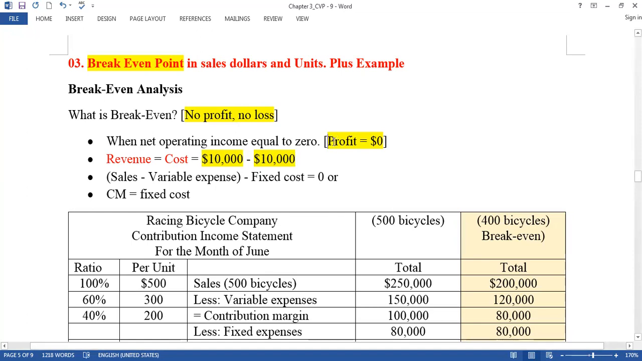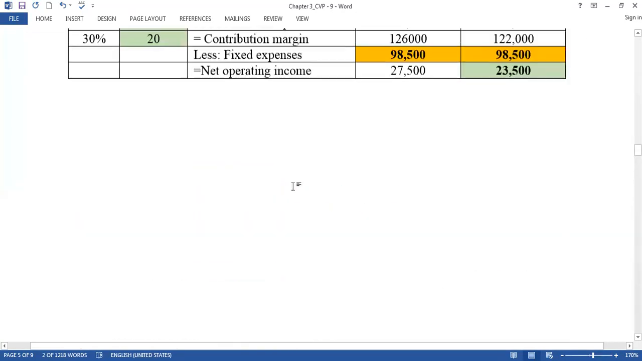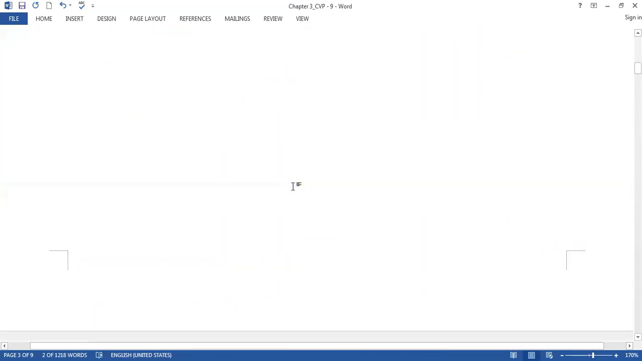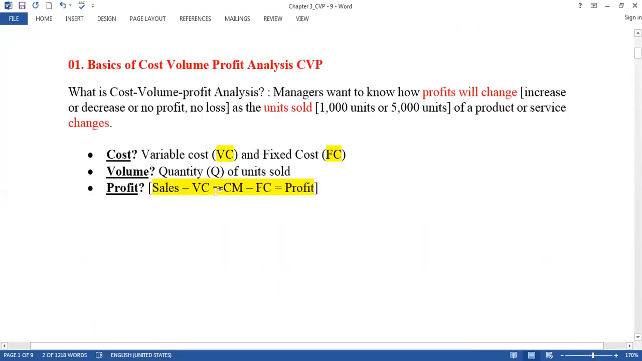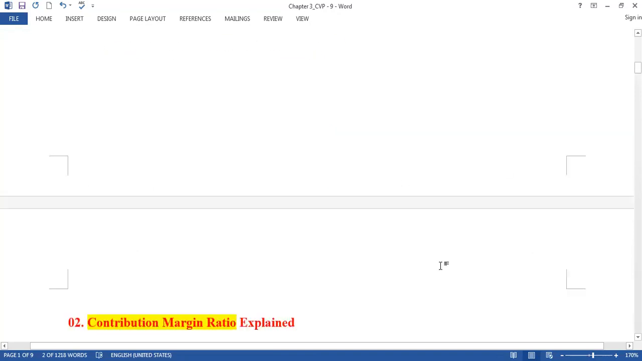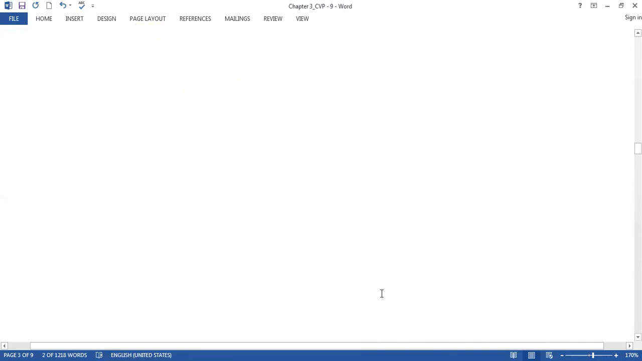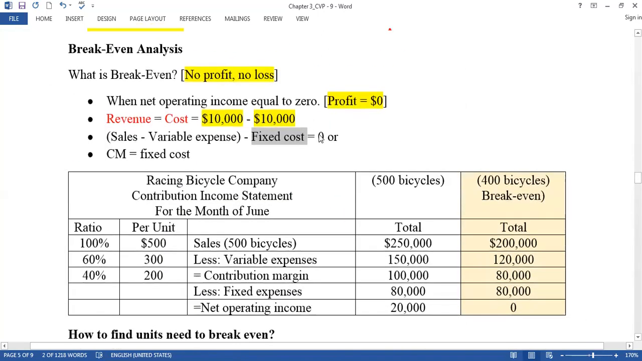And we already know how to calculate profit. Can you remember how to calculate profit? Sales minus variable cost minus fixed cost, right? Sales minus variable cost minus fixed cost equals profit. If it is 0, it is also called break even. So sales minus variable cost minus fixed cost equals $0. So $0, it is also break even.